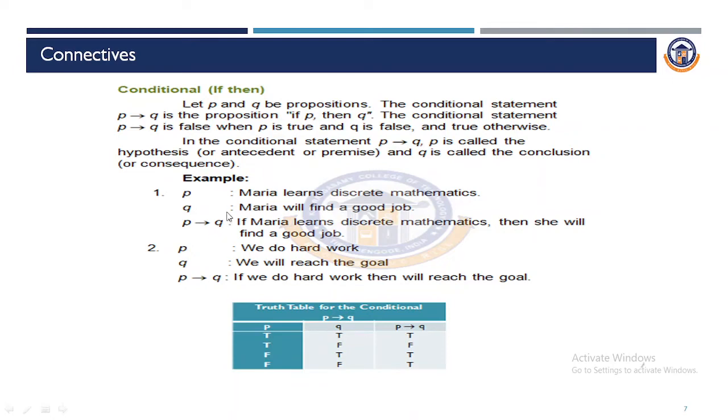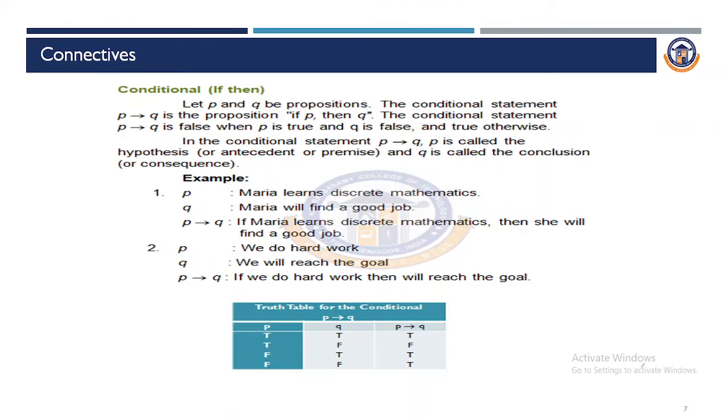Example, P denotes Maria learns discrete mathematics. Q denotes Maria will find a good job. Then what is P conditional Q? If Maria learns discrete mathematics, then she will find a good job. Right? Here P is hypothesis or antecedent part or premise. Q is called conclusion or consequence.